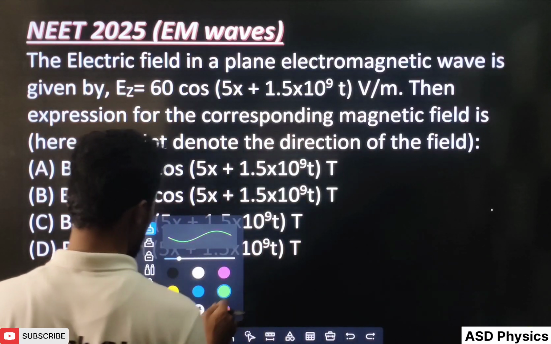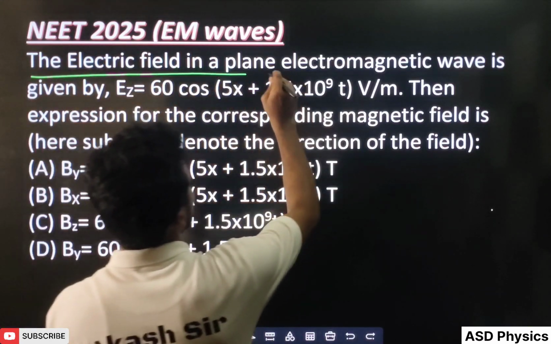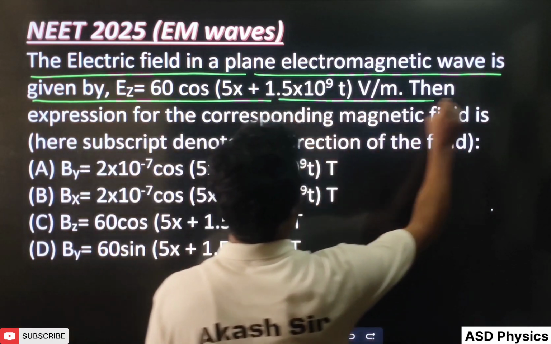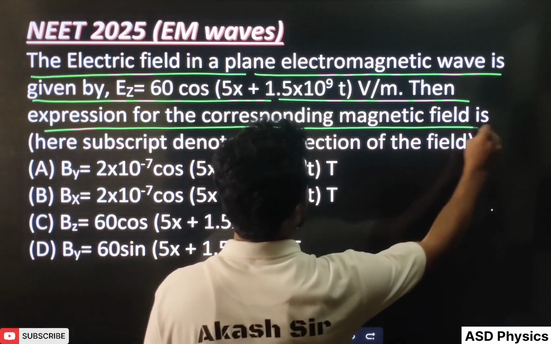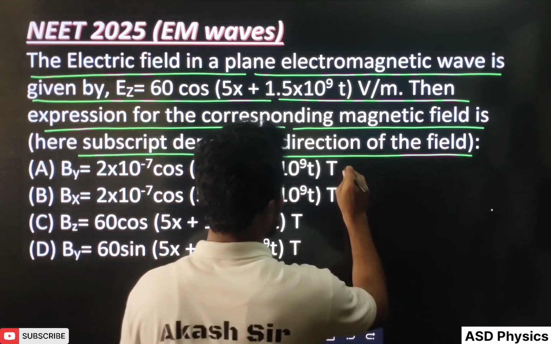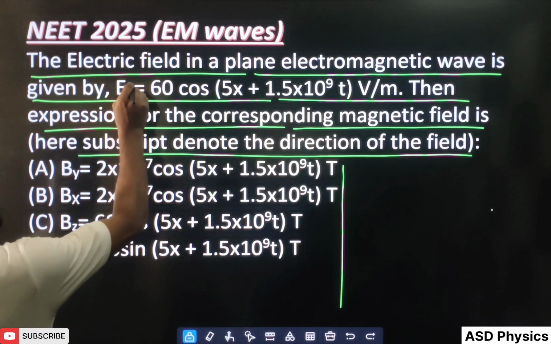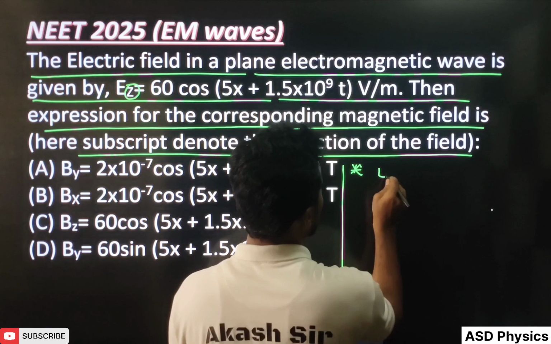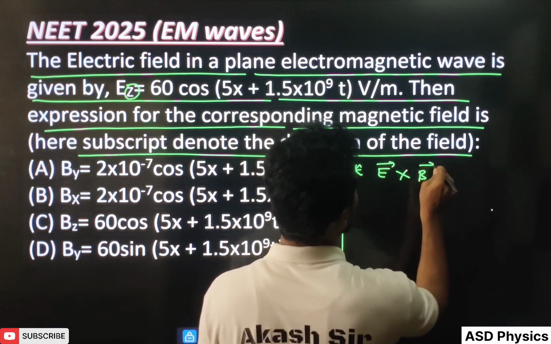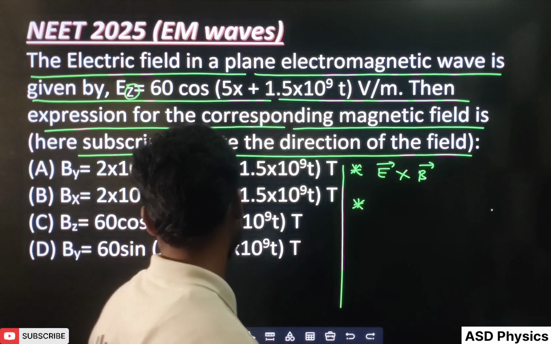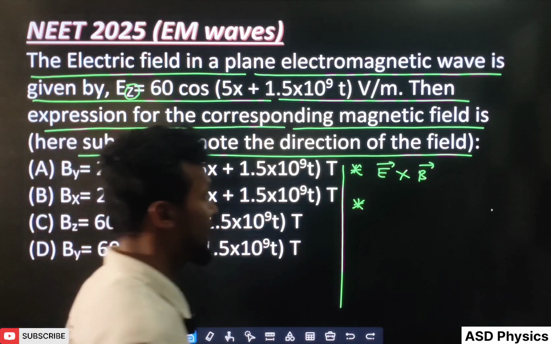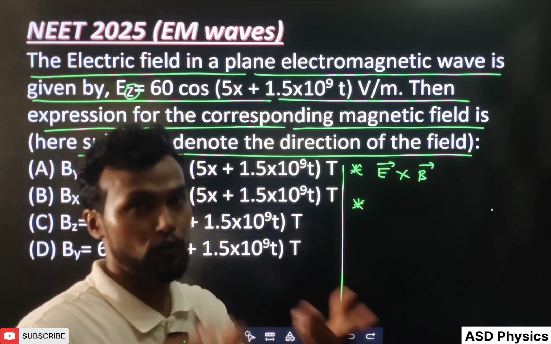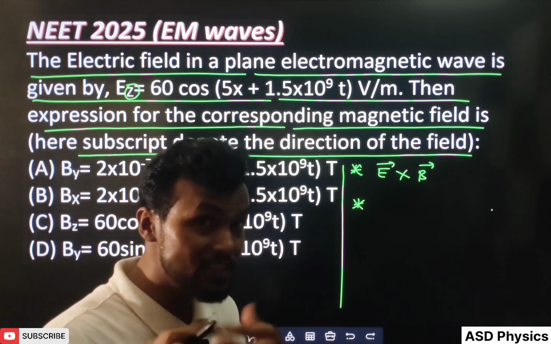Now students, let's see this question. What is the question here? The electric field in a plane electromagnetic wave is given by this. Then the expression for the corresponding magnetic field is how much here? Okay, so remember that this is telling that the wave is traveling along Z direction. First thing, remember that the electromagnetic wave always travels along E cross B. From there we'll get the direction, maybe along X direction, Y direction. Nothing else is mentioned, that means the wave is traveling in a vacuum. In a vacuum means with which speed? Light speed.